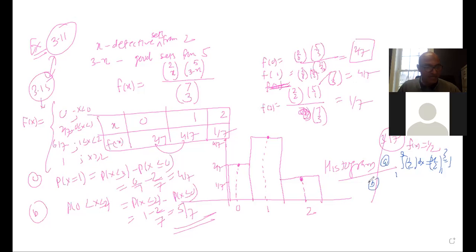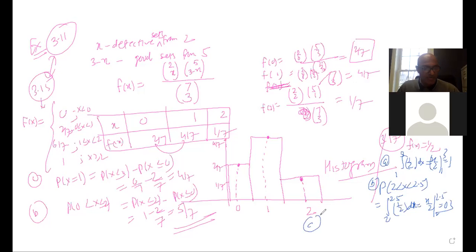My b part says the probability that 2 is less than x is less than 2.5. So that is equal to the integration, because it is a continuous function, from 2 to 2.5, equality doesn't matter, of f(t) dt or dx. So that is equal to x by 2, the variable doesn't matter, from 2 to 2.5, and that is equal to 0.25.